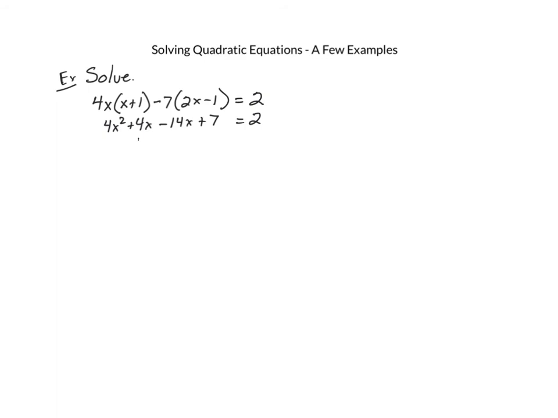Let's simplify. So we have 4x squared minus 10x plus 7 equals 2. Set it equal to 0. 4x squared minus 10x plus 5 equals 0. And here we are.